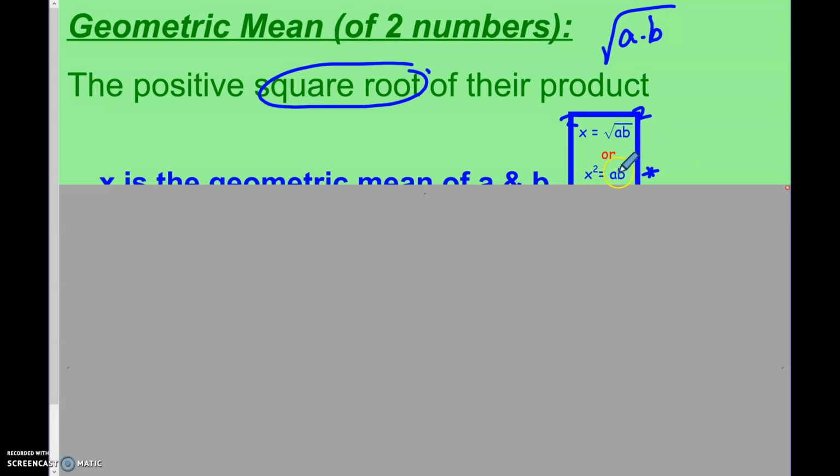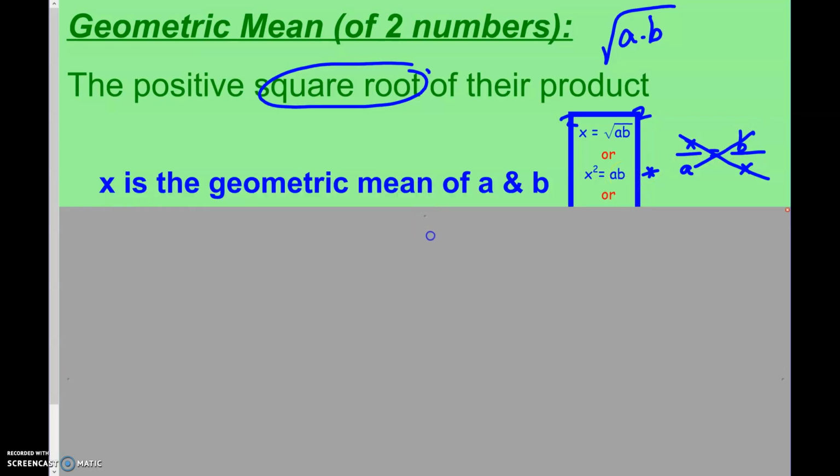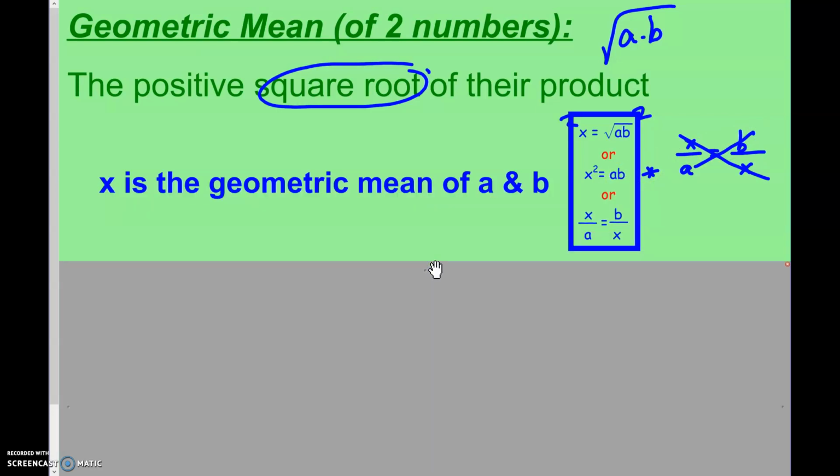Now, where did that x squared come from? Well, we can go to a proportion, and the only way to get x squared is to have x on top and x on the bottom, and then a on one side and b on the other side, so that when we multiply these together, we get x squared, and multiply these together, we get ab. This is what we've been working on in chapter 8, proportions.